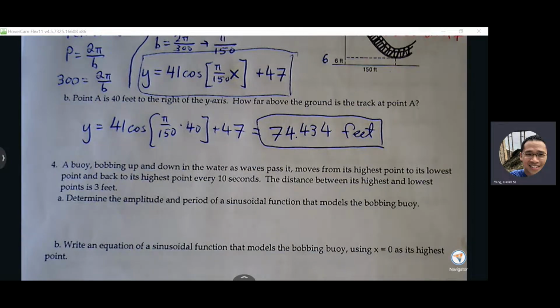Okay, a buoy bobbing up and down in the water as waves pass it moves from its highest to its lowest point and back to its highest point every 10 seconds. The distance between its highest and lowest point is 3 feet. Determine the amplitude and period of a sinusoidal function that models this bobbing buoy.